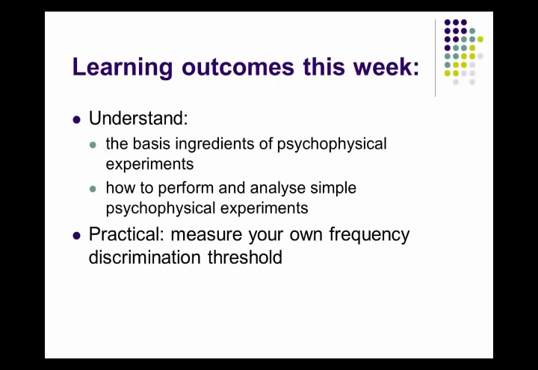Okay, what are the learning outcomes? This week we are going to understand the basic ingredients of any psychophysical experiments. We're going to understand how to perform and analyze simple psychophysical experiments. They're actually not that simple, they're actually quite complex. And we're doing a practical in which you will measure your own frequency discrimination threshold. I've got a worksheet here for you. You do your own little experiment. This is an actual, real psychophysical experiment, so you need two people. And I want you to perform it, and to describe it, and to understand it, obviously.